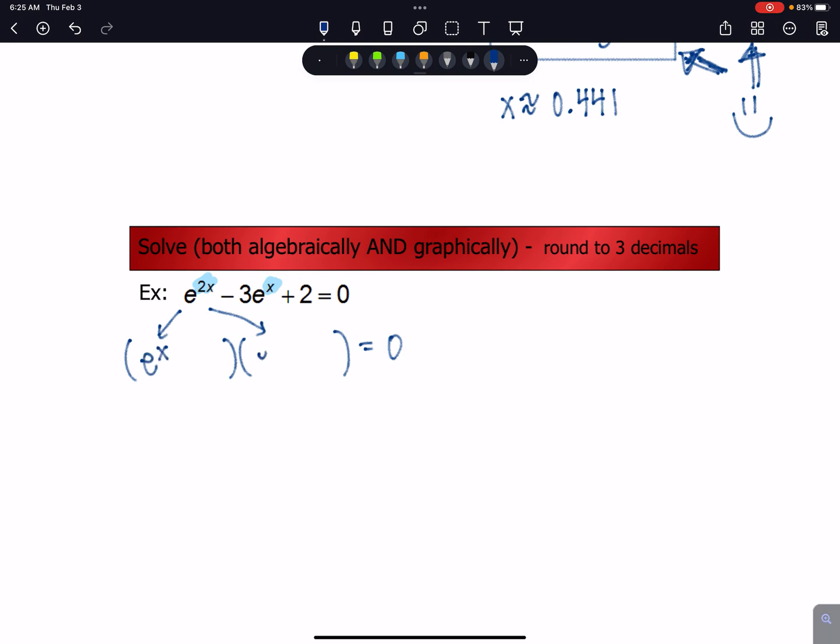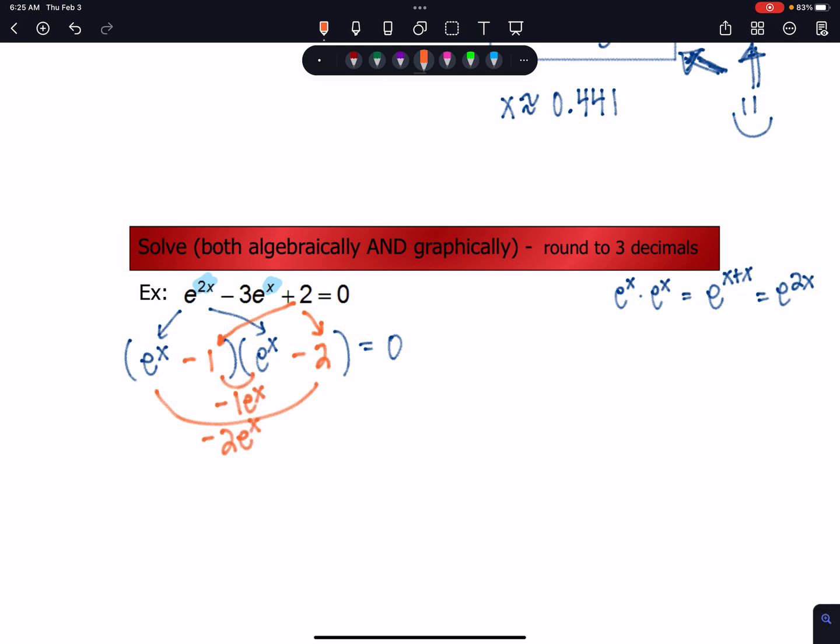So how do we get back to e to the 2x? That's e to the 1x. So e to the x times e to the x is e to the 2x. For those of you that are saying, huh? Same base, repeat the base, add the exponents. x plus x is 2x. So e to the x times e to the x is indeed e to the 2x. And then we have to multiply to get back to positive 2. I need both signs to be negative, so -1 and -2. That outer gives me -2 e to the x. The inner is -1 e to the x, which is -3 e to the x.